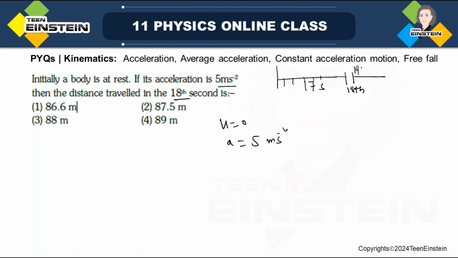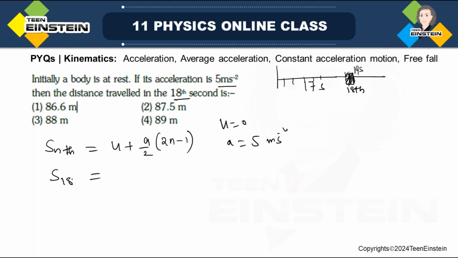And this is 19 seconds. Up to here it is 17. So during this particular time, we have to find out the distance traveled. We know the formula. The distance traveled in the nth second will be S_n equals u plus a by 2 into (2n minus 1). So this is the one formula. Let us put these values.